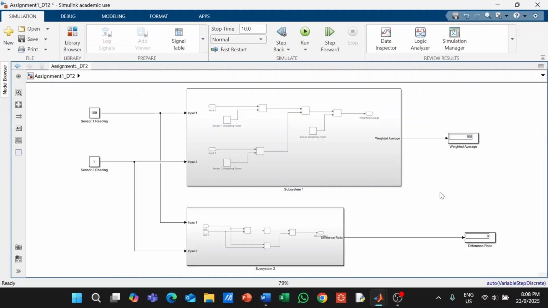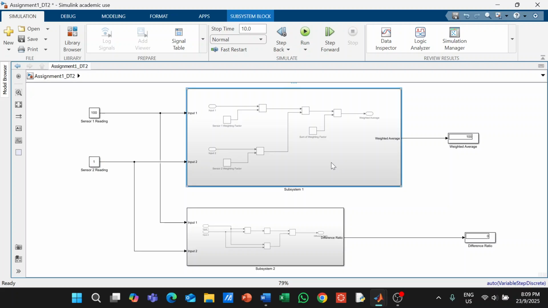So for design task 2, we are required to design 2 subsystems. Subsystem 1 will calculate the weighted average, while subsystem 2 will calculate the difference ratio. Both systems require 2 inputs from the sensor, input 1 and input 2.